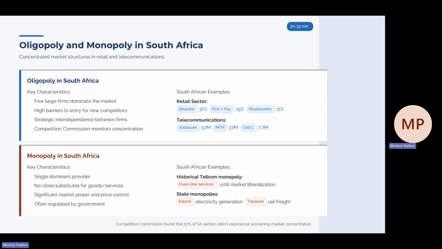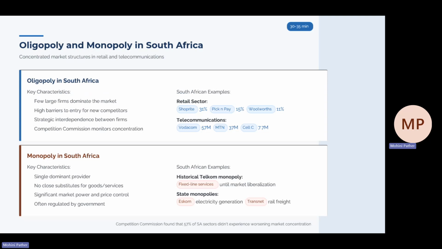The Competition Commission monitors this concentration, so they don't allow them to expand too much so that they become complete monopolies. And they are under extreme scrutiny if they try to amalgamate or merge with one another.